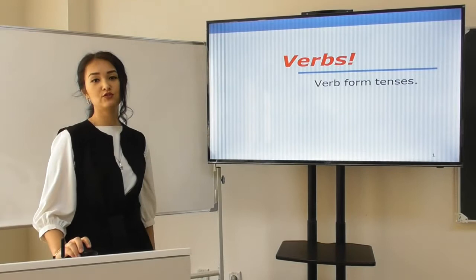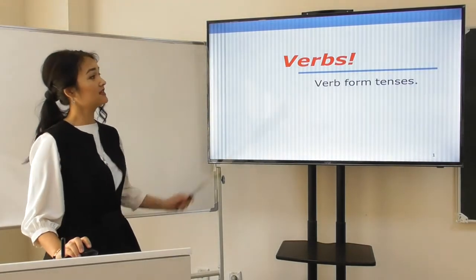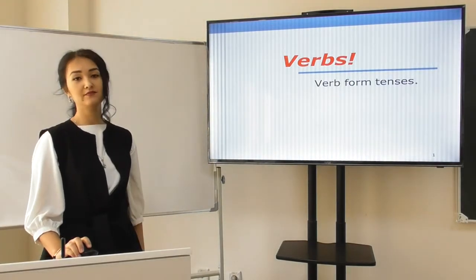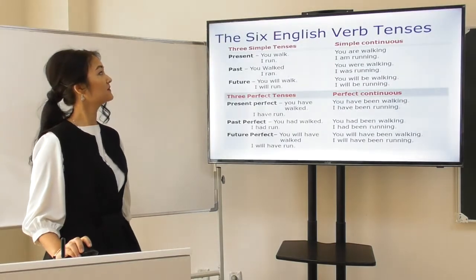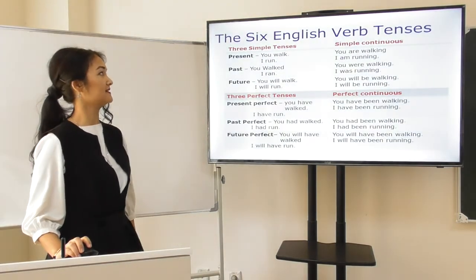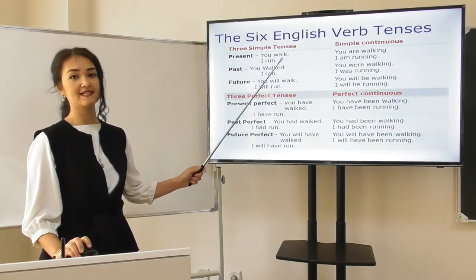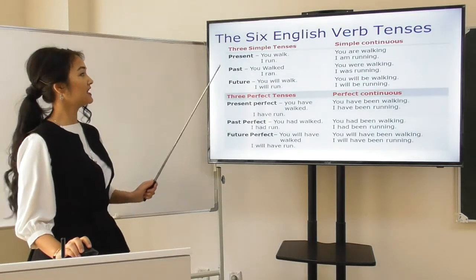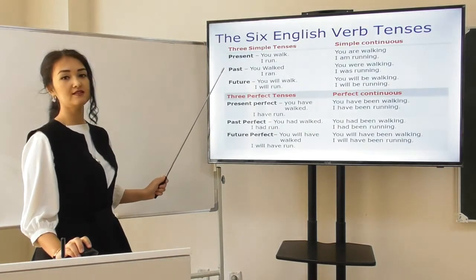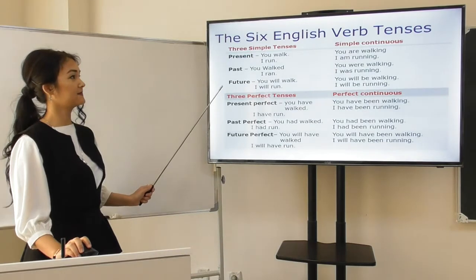Good afternoon, students. Today's theme is verbs, verb form and tense. The 6 English verb tenses: 3 simple tenses, present simple tense, past simple tense, and future simple tense.